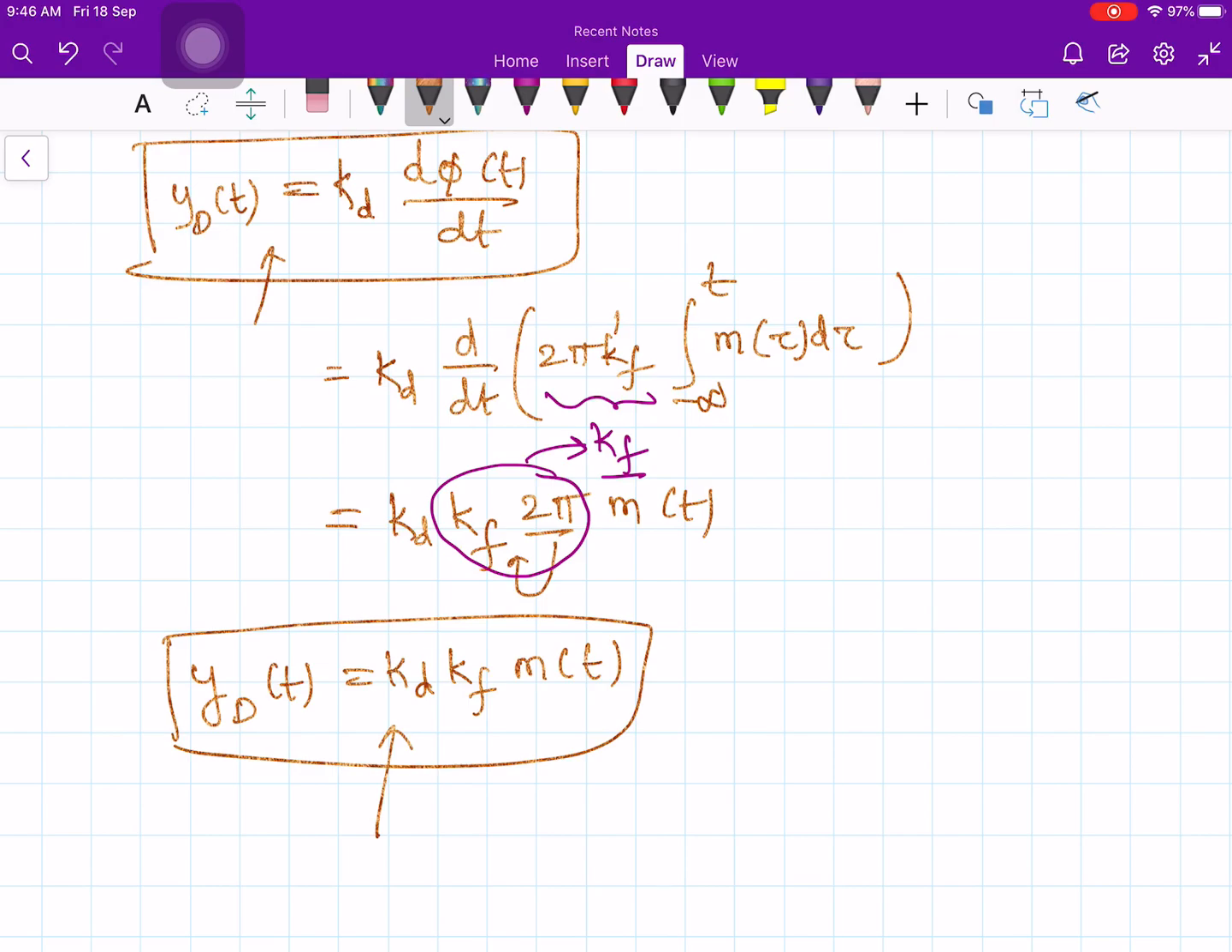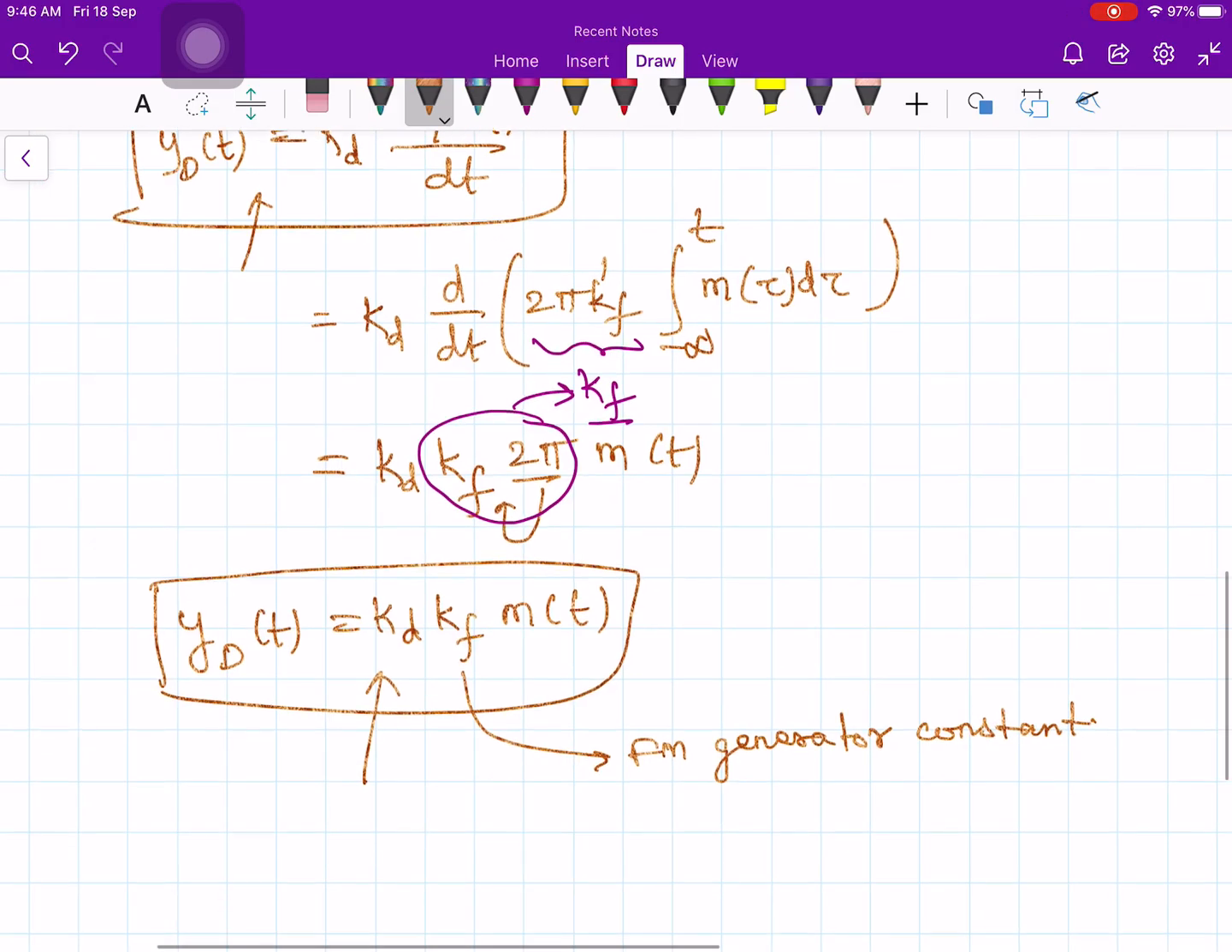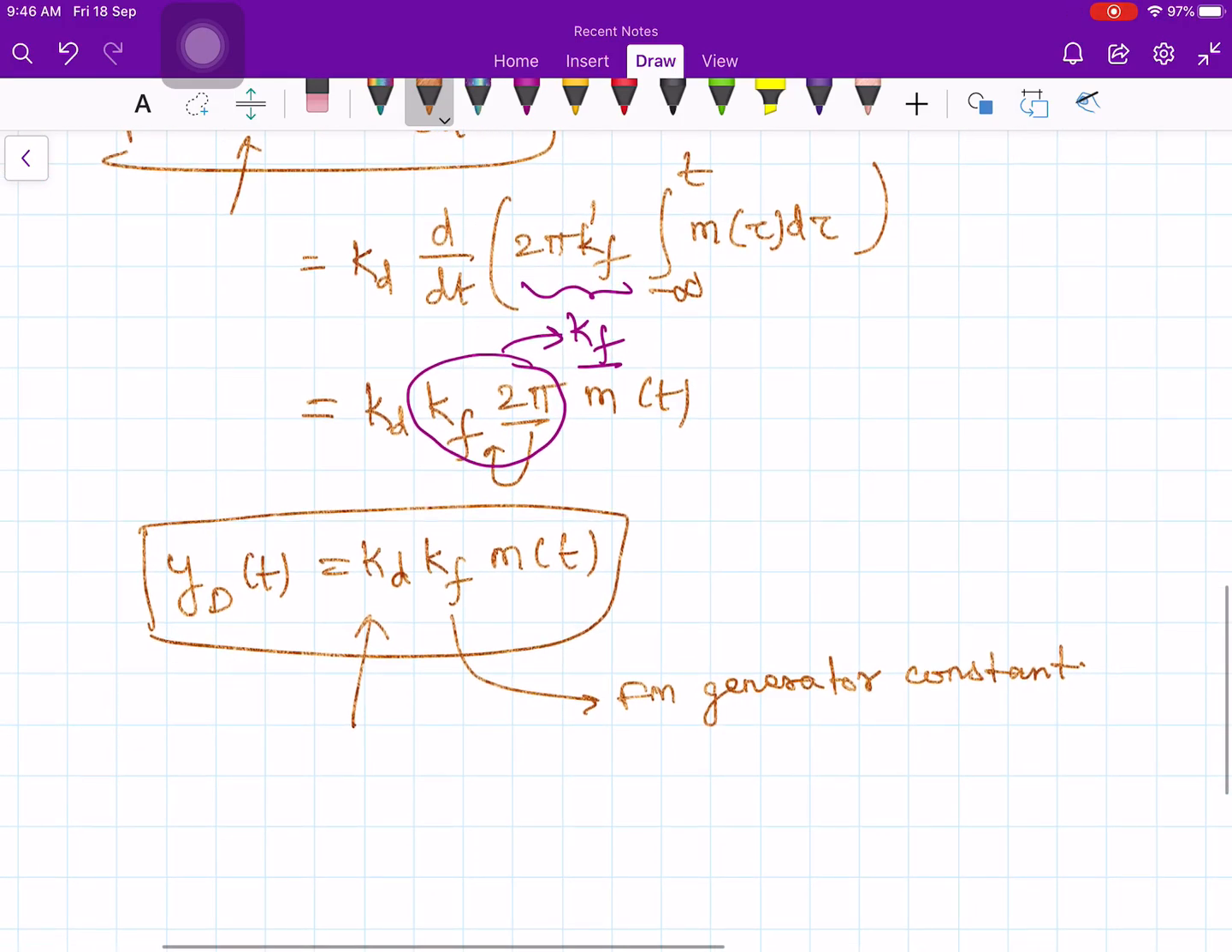What is k_f here? k_f is the FM generator constant, or the modulator sensitivity factor that we already discussed. And k_d is the FM discriminator constant.